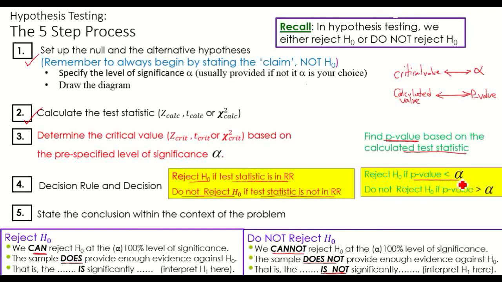If the p-value is less than alpha, we reject H0. If the p-value is greater than alpha, we do not reject H0. And at the end, the last step, stating the conclusion, is the same as before.